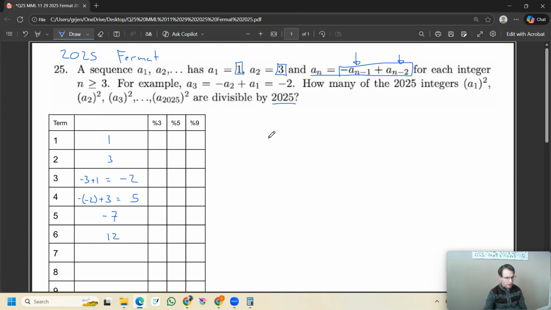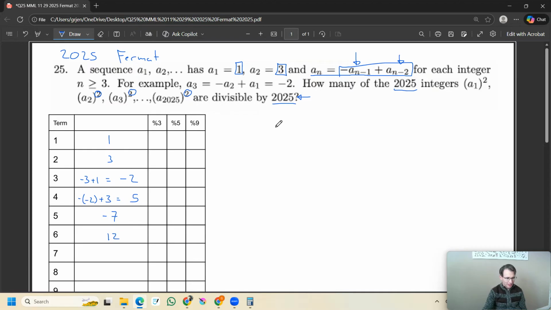One thing that we're asked to do here is consider the first 2025 terms in this sequence, and then ask if we square those, how many of those are divisible by 2025 itself.